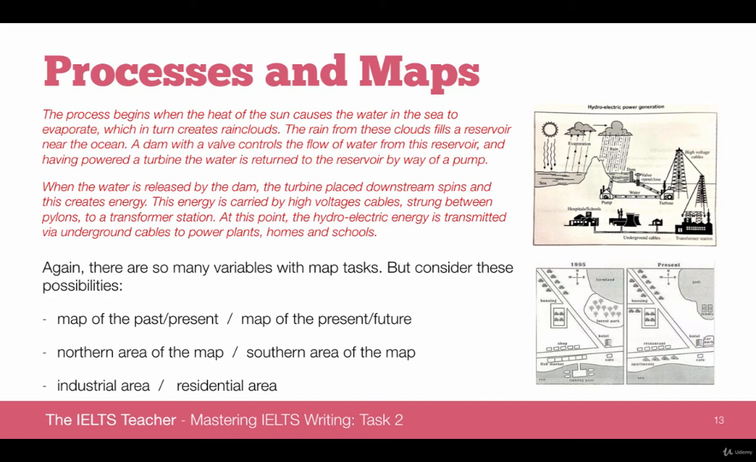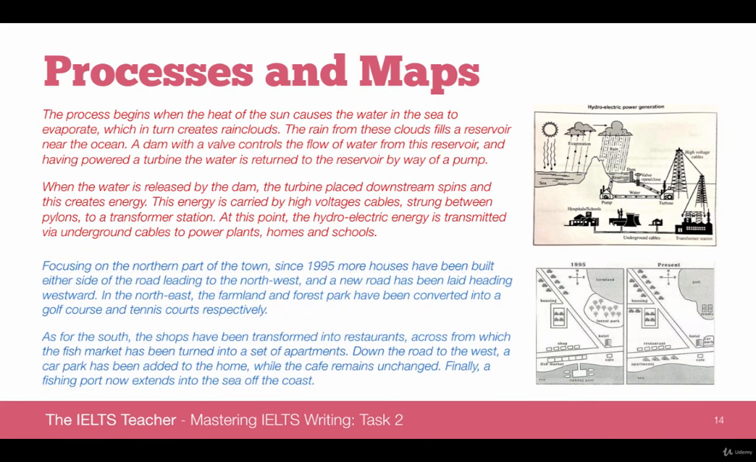Here we're going to look at the idea of the northern and the southern. So focusing on the northern part of the town, since 1995, more houses have been built either side of the road leading to the northwest, and a new road has been laid heading westward. In the northeast, the farmland and forest park have been converted into a golf course and tennis courts respectively. So there are no figures here. It's not a graph, but we're still picking out the details. You wouldn't pick out the details in the overview.